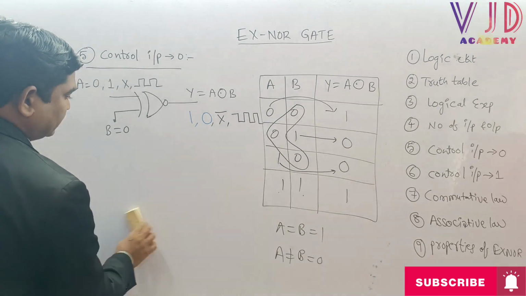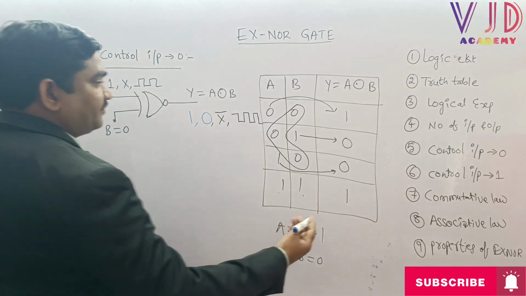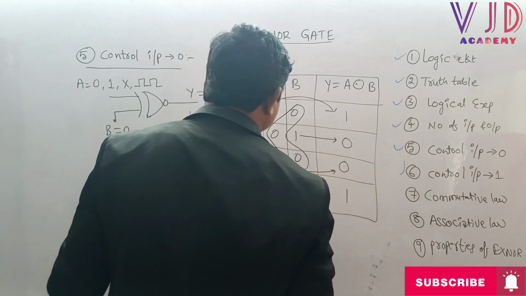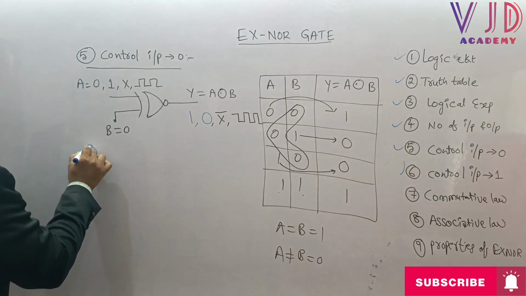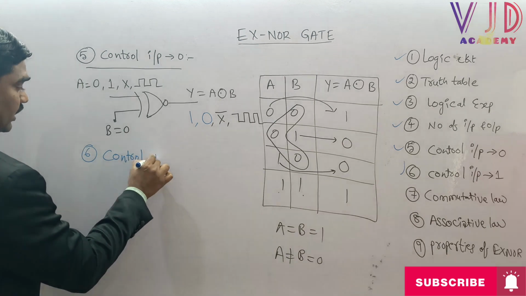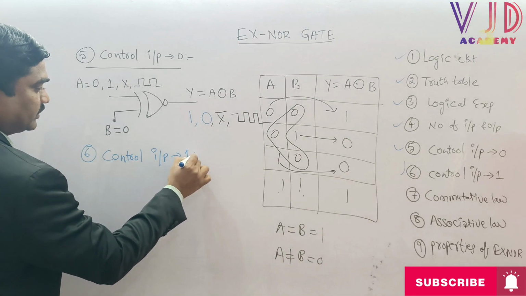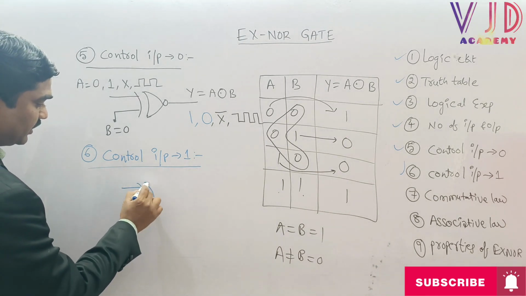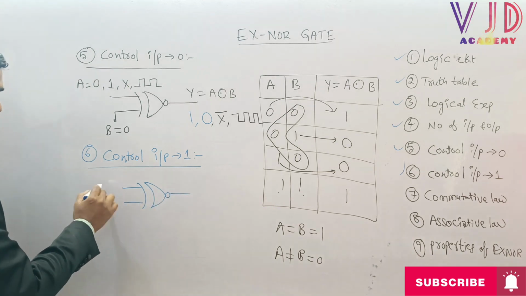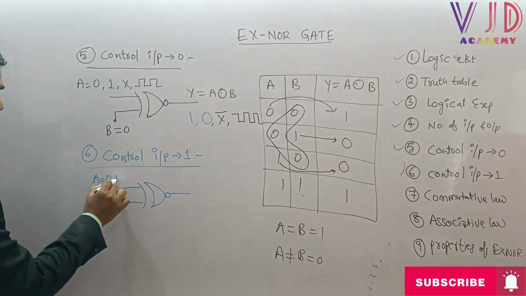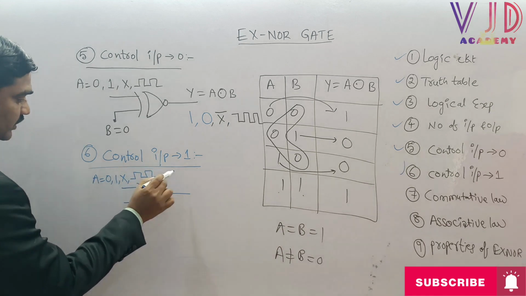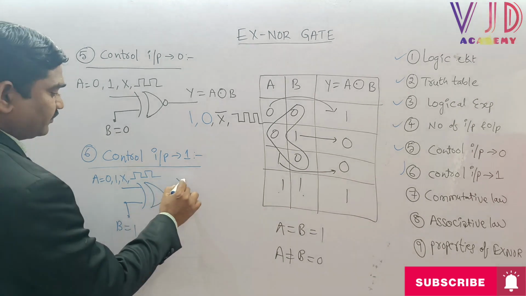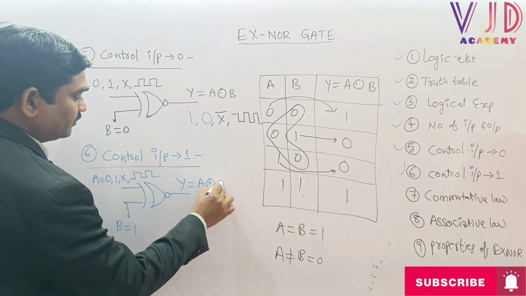Now let us try to understand the sixth condition, first, second, third, fourth, fifth conditions are over. That is called the control input 1 case. Sir, let us see. Here the moment when I apply, one of the inputs is always 1. Here A takes 0, 1, X, and let me take some X, we can say square wave. Here B equal to always 1. So what will happen? Y equal to A XNOR B is the case.